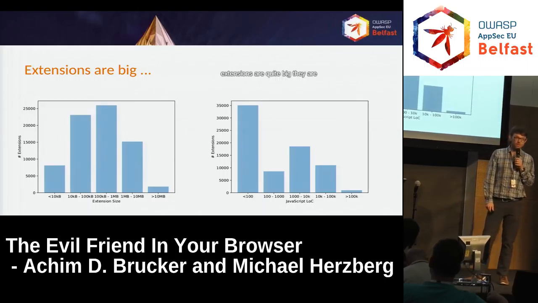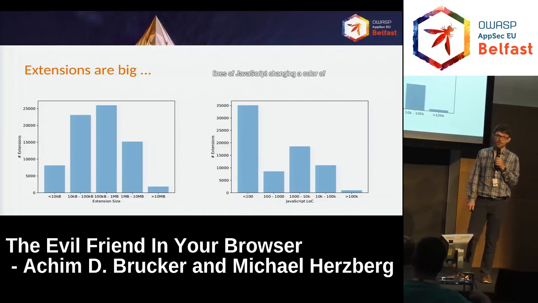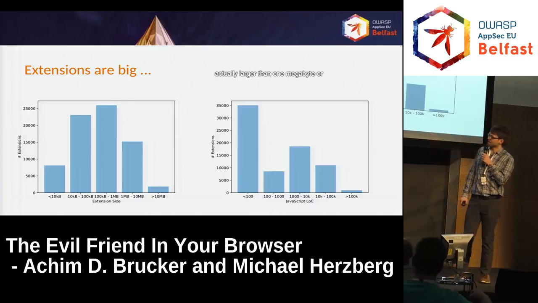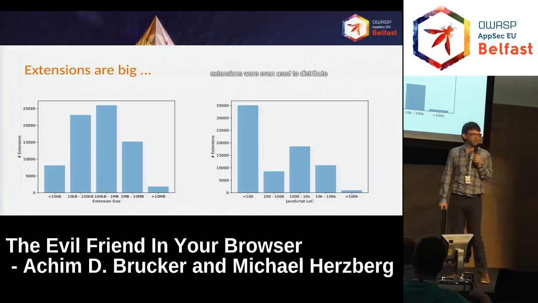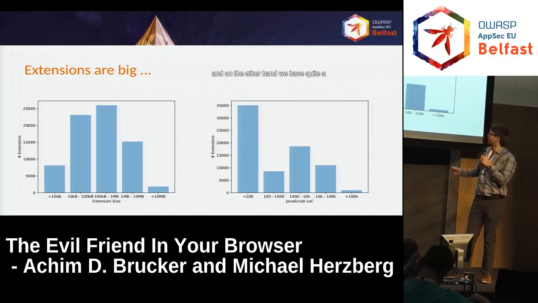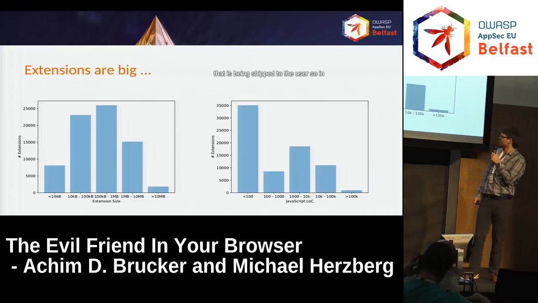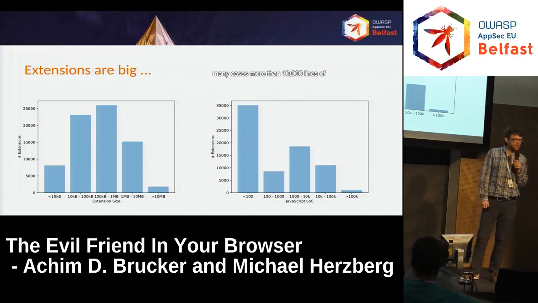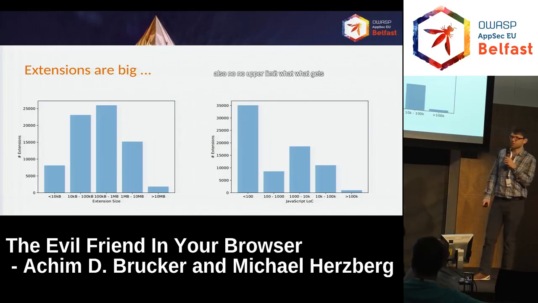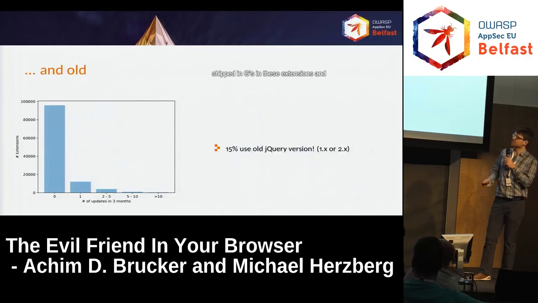We found that extensions are quite big. They are definitely more than just your three lines of JavaScript changing the color of a button or something. Many extensions were actually larger than 1 megabyte or even way larger than 10 megabytes. Some extensions were even used to distribute large amounts of MP3 data as a sort of bypass for a CDN. And we have quite a lot of JavaScript in extensions that is being shipped to the user. In many cases, more than 10,000 lines of JavaScript code, obviously with many libraries included. And there's basically no upper limit on what gets shipped in these extensions.